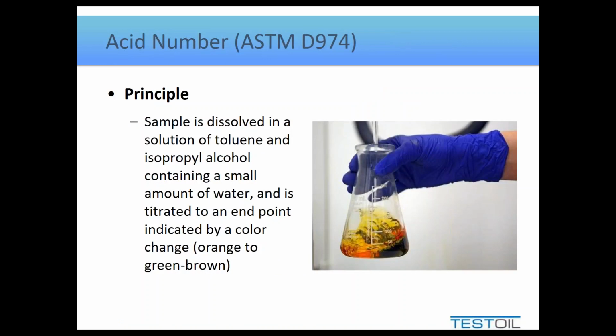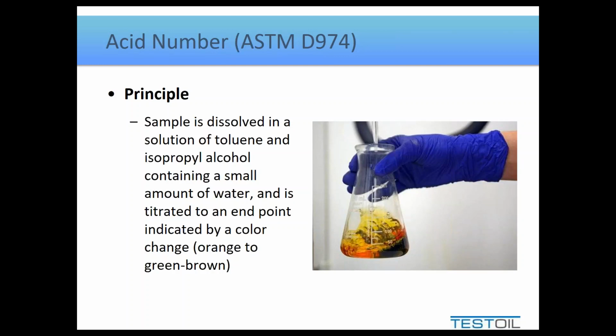Going by ASTM number, this is what we call D974, or in everyday English, we tend to refer to this one as the colorimetric or color change acid number, because the only difference between the two acid numbers I'm going to discuss is how do you know when the test is over. Both tests use the same solvent to dilute the sample. Both tests use the same titrant to titrate the sample.